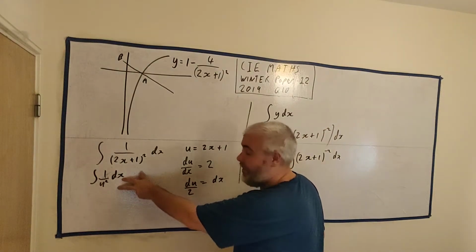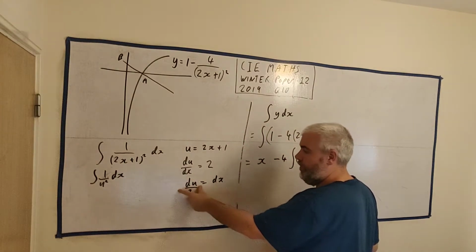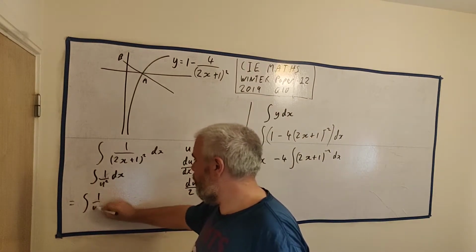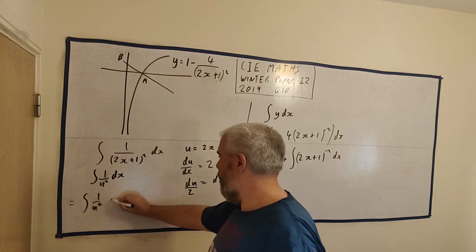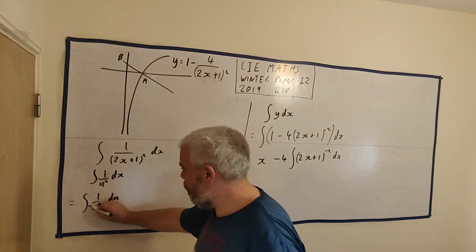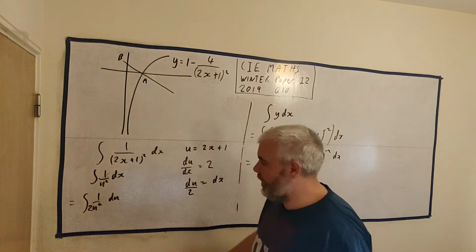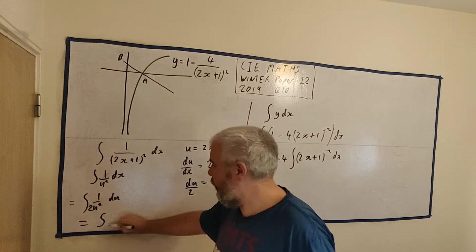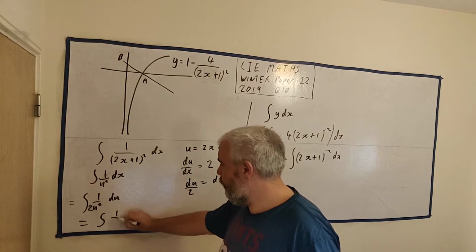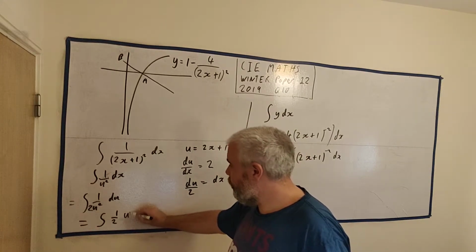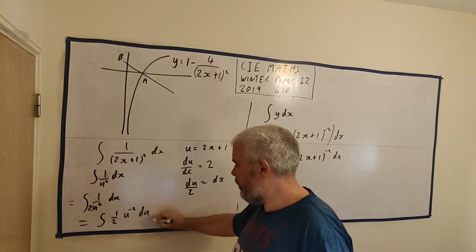Right, let's replace this guy then. Instead of dx, let's write du divided by 2. So this is equal to the integral of 1 over u squared du, and the 2 can fit in down there. Now this is something we can do. We can integrate this. Let me write it one more time. 1 over 2, or half, of u to the power of minus 2 du.